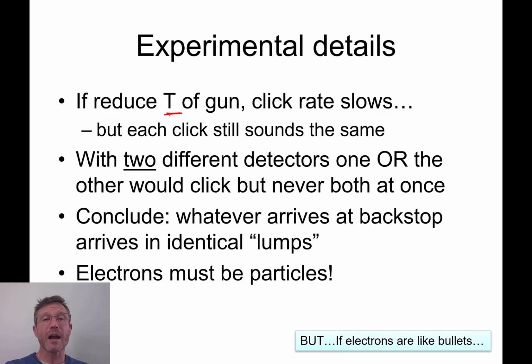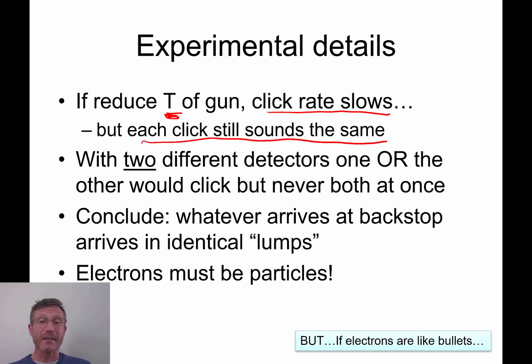If we reduce the temperature of the gun, the click rate slows. We can actually slow down the rate at which electrons move through the slits. That will become important later. But each click still sounds the same.